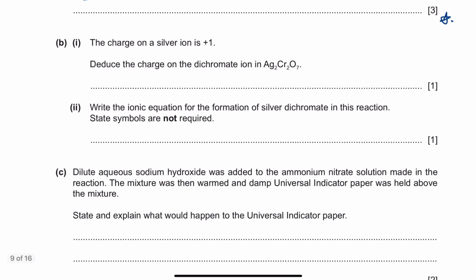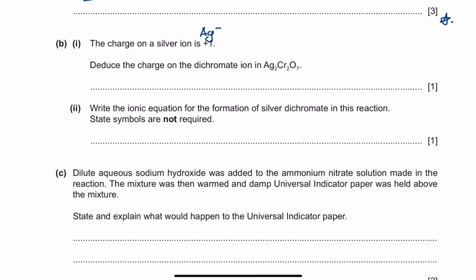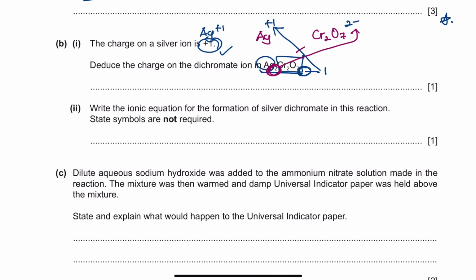Now question B: the charge on silver ion is +1. Deduce the charge on the dichromate ion in silver chromate. So this would be your dichromate. As you can see here, it is between silver and chromate. There's a number 2 over here, meaning that 2 belongs to the charge for chromate, giving you 2-, and there is no number here, meaning it is 1, and 1 goes here, giving you a +1, which is correct. So the charge for chromate will be -2.